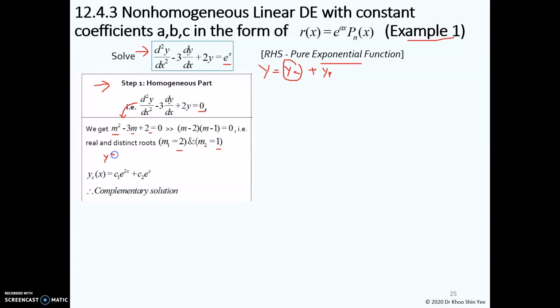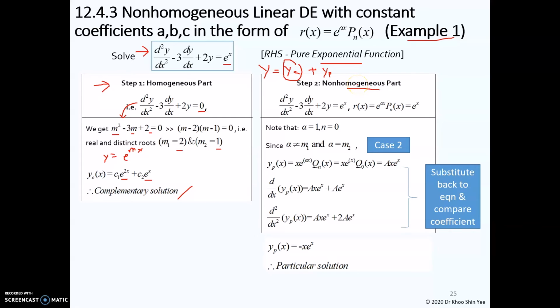Your complementary solution is in the exponential function, so you can substitute the roots m to obtain the first solution and second solution. Since these two solutions are linearly independent, they can be combined in a linear combination. So this is the final answer for the complementary solution. Then we continue to solve the non-homogeneous part. Based on the right hand side function, which is equal to e^x in this case, we can propose the possible particular solution. It should be equal to a constant A multiplied by e^x.